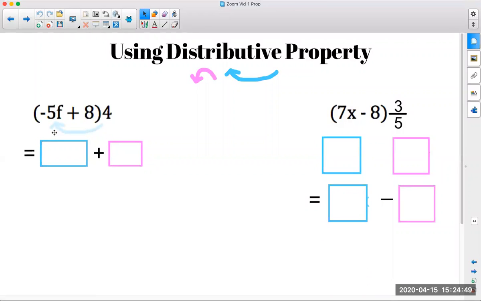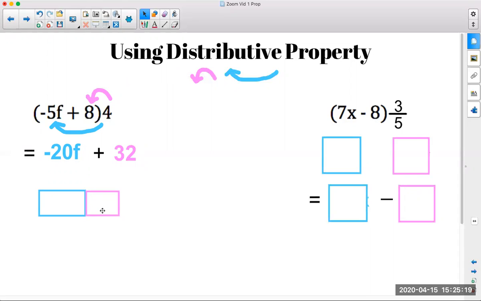4 times negative 5f. So when we're multiplying and the signs are different, this value is negative, this one is positive. When we're multiplying and the signs are different, the answer is negative. So 4 times negative 5 is negative 20. And of course, we follow that with the variable f. So that gives us negative 20f. Next, we multiply 4 times 8, which gives us 32. So the final result for this simplified expression is negative 20f plus 32.